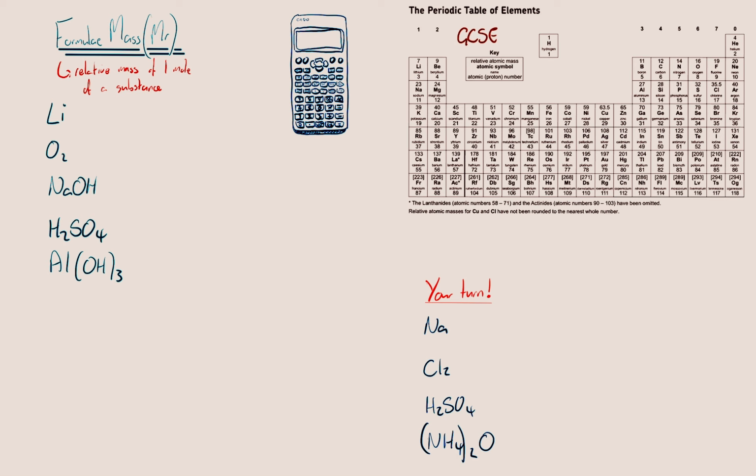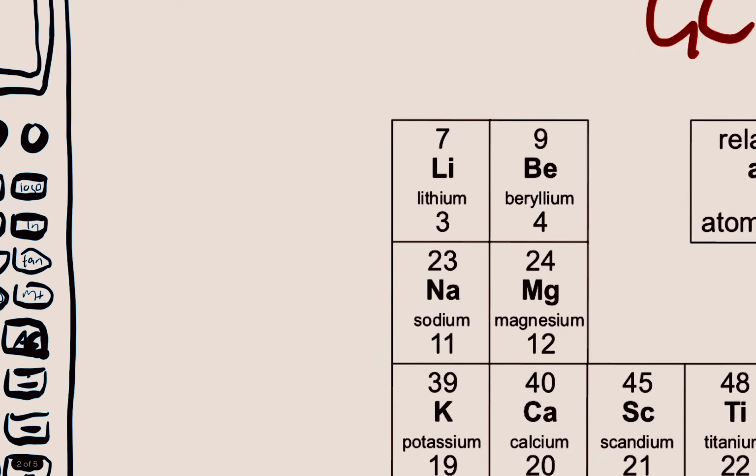So first one is just lithium. We need to look at our periodic table. Lithium's here, and we've got two numbers with all of our atoms. We've got our 7, which tells us the relative atomic mass, and we've got 3, which is the proton number, sorry. This tells us the number of protons. This is protons plus neutrons. It's always the big number we're looking at when it comes to these calculations.